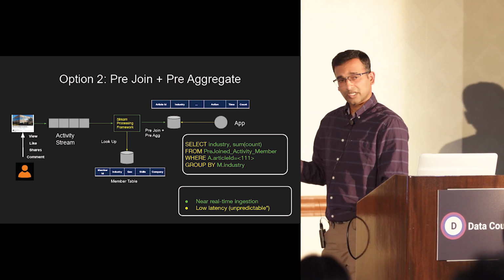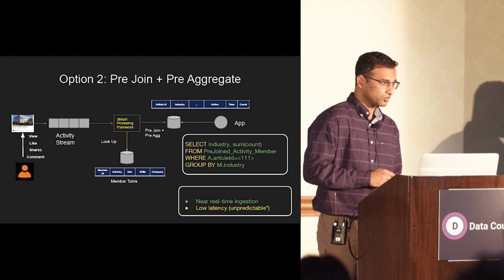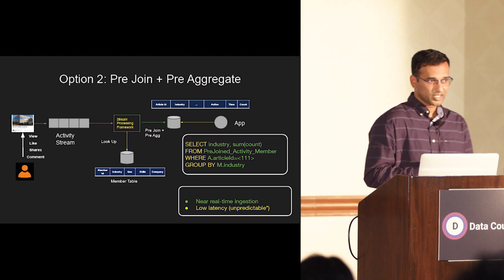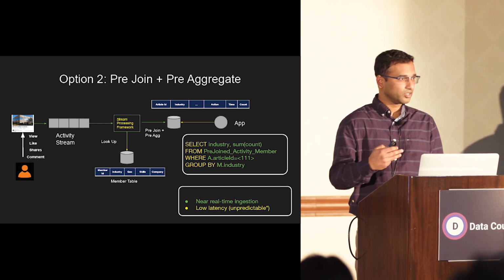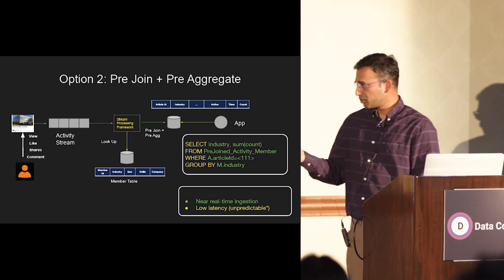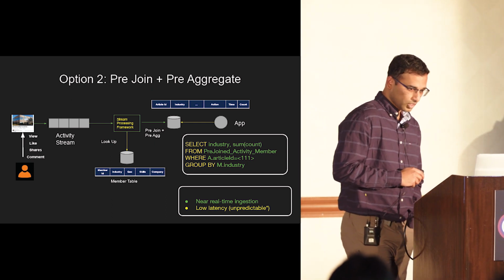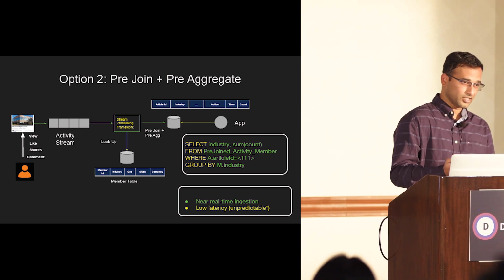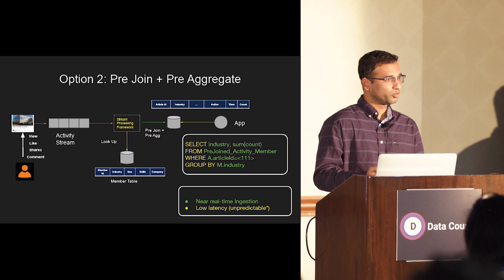The second part is low latency, but again, I've put an asterisk on that. It's unpredictable. The reason is that your cost, or the time, is proportional to how many rows you're scanning to compute your answer. I'll get back to how Pinot addresses this. But if the article is not very popular, the time taken to show the analytics is not going to be a lot.